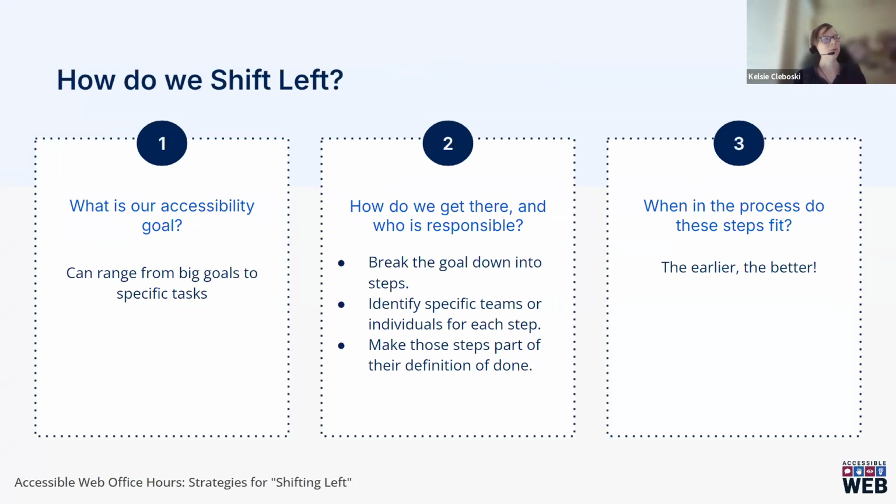Part 1 is think about what is our accessibility goal. This can range from big goals to specific tasks. Part 2, how do we get there and who's responsible? This is where we take that goal and break it down into specific concrete steps, and we identify which team or which individual is going to be in charge of that step. We also want to make those steps part of the definition of done. The work is not done until the accessibility work is done. And then part 3 is we want to think about when in the process do these steps fit? In line with that shift left mentality, usually the earlier, the better.